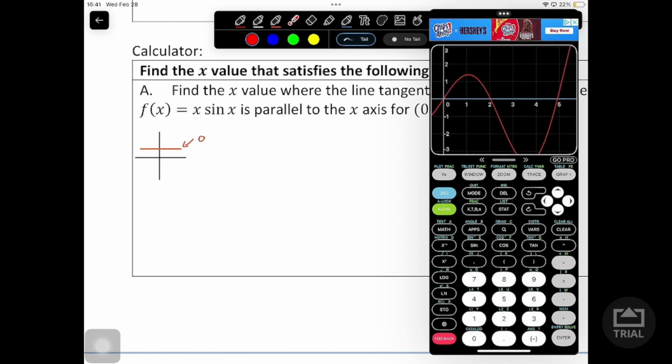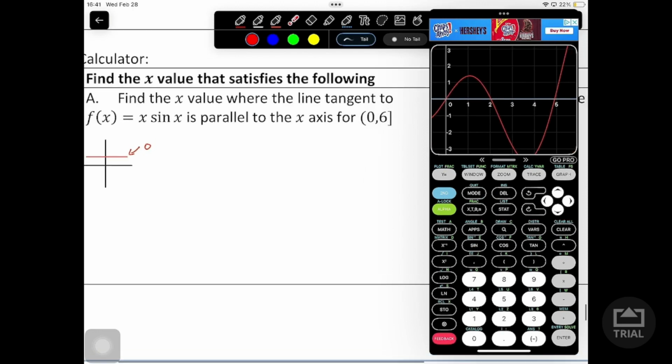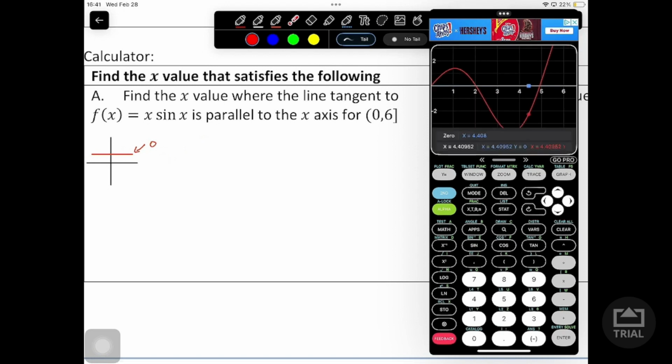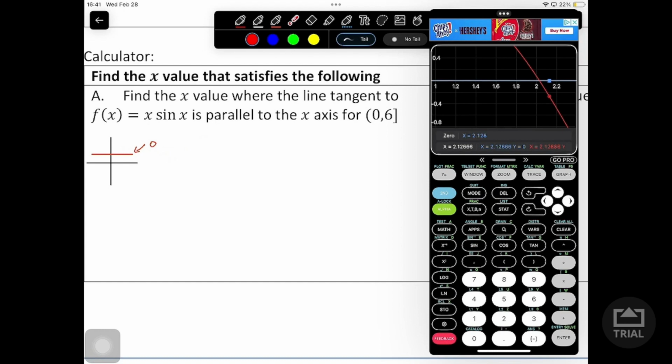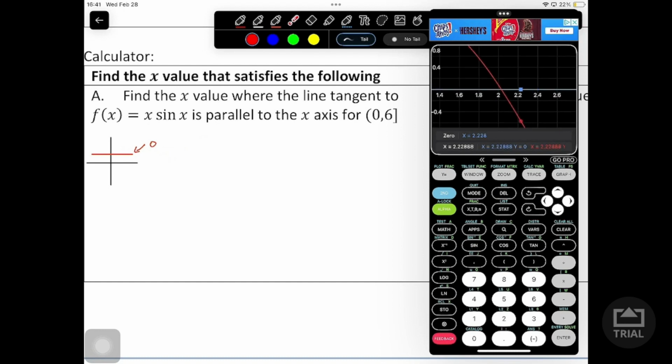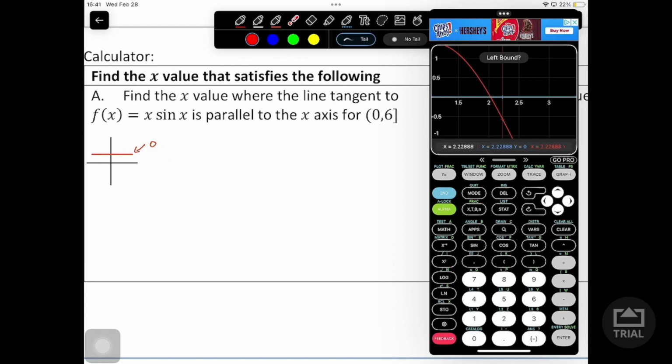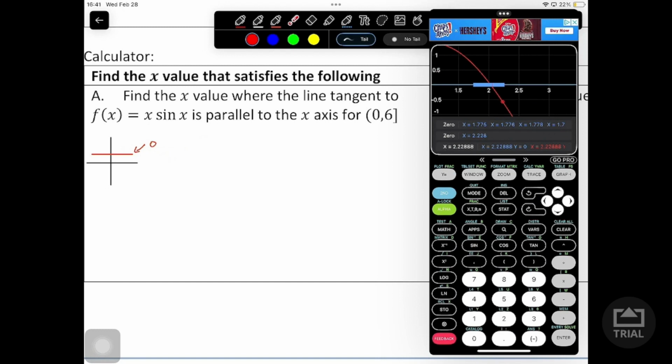I'm going to zoom in. It's saying from 0 to 6, so the two points are at this point. There are two ways to do this: one is second, intersect, or number 2, which is zero. I'm going to go with zero because that's going to be easy. I press enter, that's my first value, press enter again, that's my second value, and then my intersection.